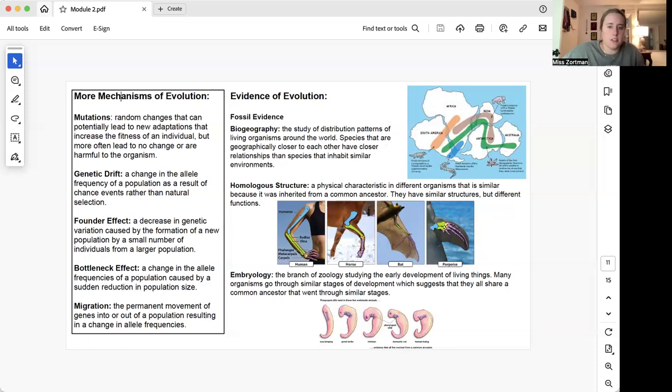Then there are homologous structures, where the structures themselves are similar in look or in general structure, but the function is different. So a human arm, a horse foot, a bat wing, and a porpoise fin all have similar bone structures, but they all have different functions. That usually indicates a common ancestor. Embryology is basically saying that embryos in early stages of development look very similar to each other and therefore could indicate, again, a common ancestor.